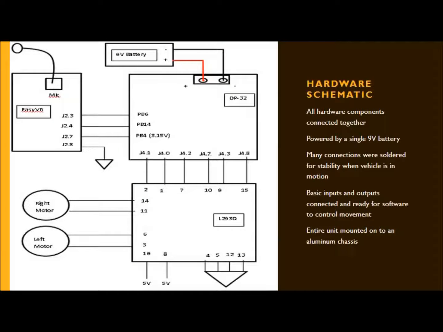Here is a pseudo schematic for the Voco. Pins 3 and 4 on jumper 2 of the EasyVR are serial transmit and serial receive respectively, while pins PB14 and PB6 on the DP32 are serial transmit and receive respectively. Opposite transmitter-receiver pairs are connected for the UART communication. Additionally, pins 0, 1, 2 are used for left motor control, and pins 3, 7, and 8 are used for the right motor control, as shown in the diagram.